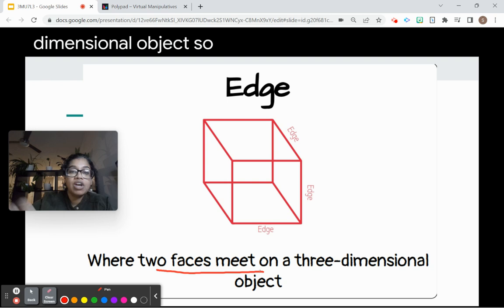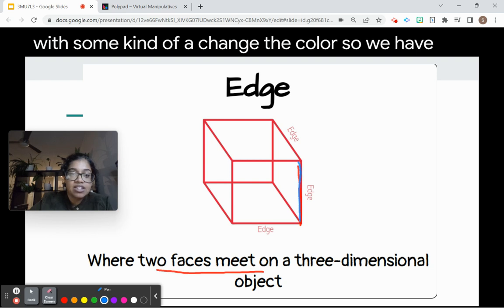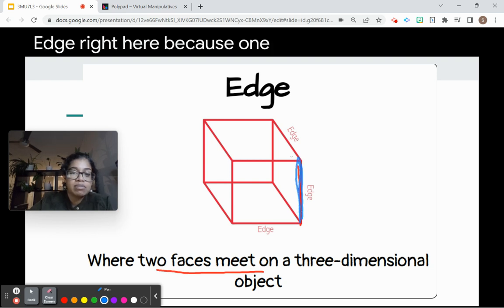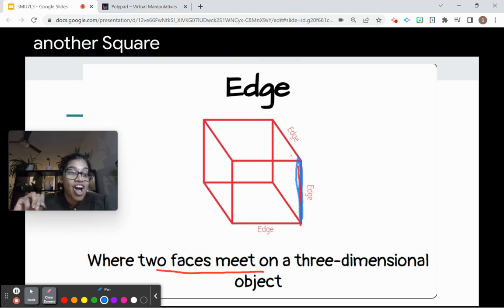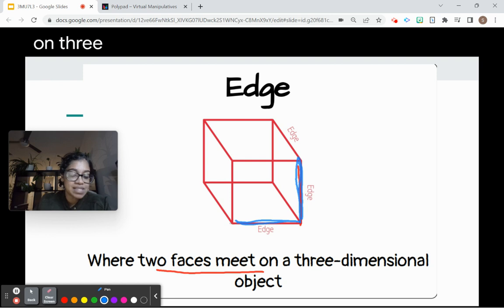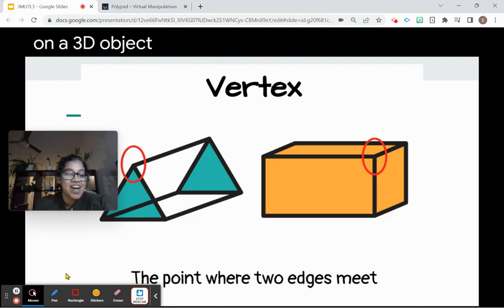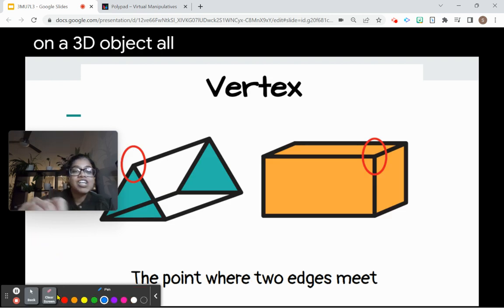And edges. Edges are where two faces meet on a three-dimensional object. Right here, we have this square. Let me change the color. We have this edge right here because one square meets with another square. Those are two faces and they meet, and that is the edge. We have a lot of edges on 3D shapes, but an edge is where the faces meet on a 3D object.